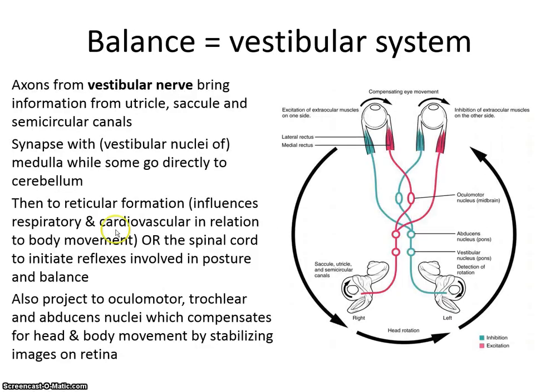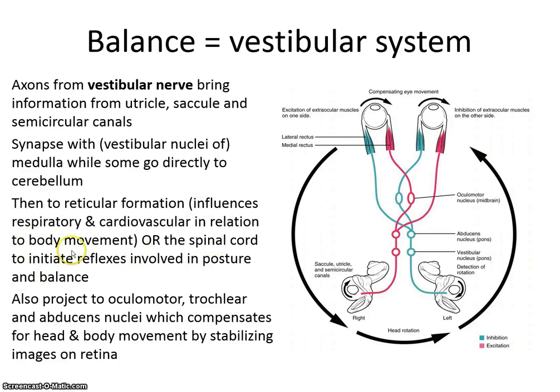All right? Balance is the vestibular system. So axons from the vestibular nerve, that were attached to the vestibule and the semicircular canals, bring information from these parts of the inner ear. They synapse in the medulla and some of them go directly to the cerebellum. Again, since it's balance, and balance is something that the cerebellum helps us figure out. There's a reticular formation, and there are influences on respiratory and cardiovascular function in relation to body movement.